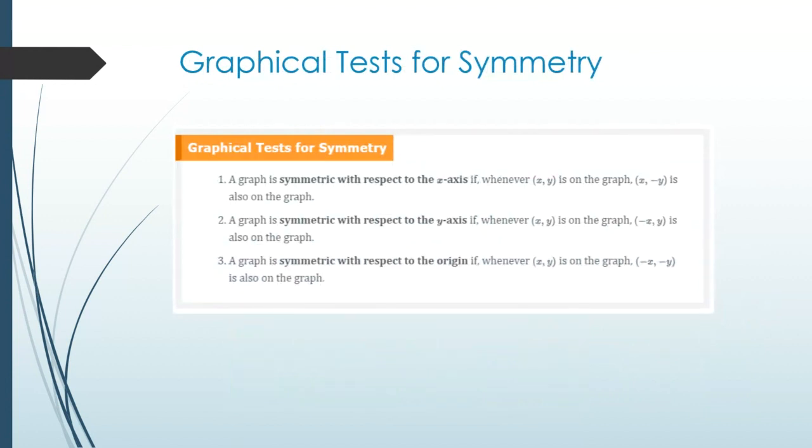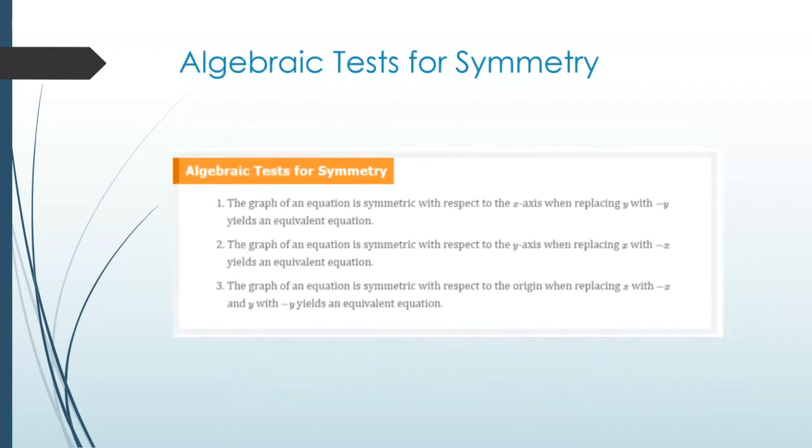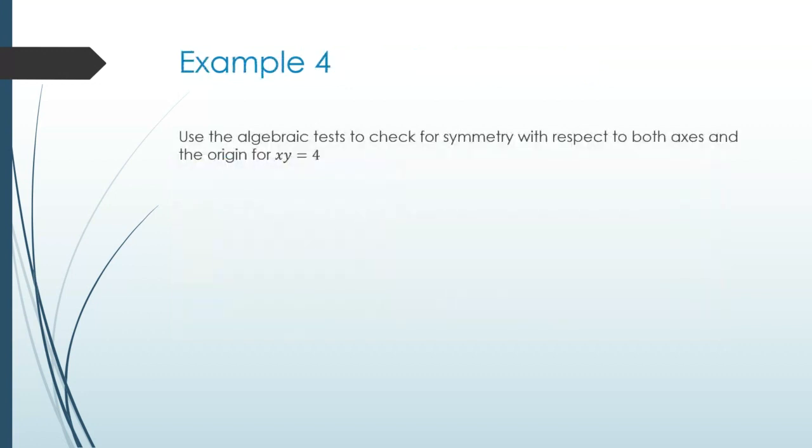So on our assignment, we need to test it. It says to test it using algebra, to do an algebraic test for symmetry. And so you do this by replacing y with a negative y, or replacing x with a negative x, or doing both. So this is best. I'm going to just do an example here.